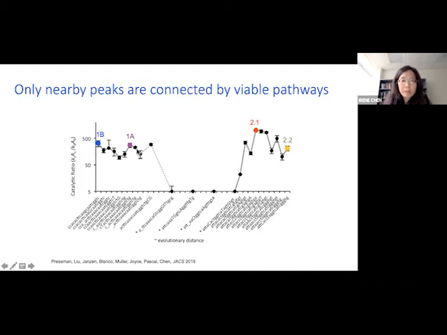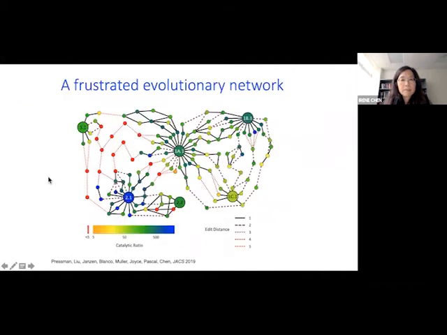So only nearby peaks, these locally connected peaks, only between those do we see the viable evolutionary pathways, but between these major changes in motifs, we don't see them. I think that makes a lot of sense, but it just points out the contrast with what was observed in the theoretical simulations, which were based on secondary structure prediction. So that was a single evolutionary pathway.